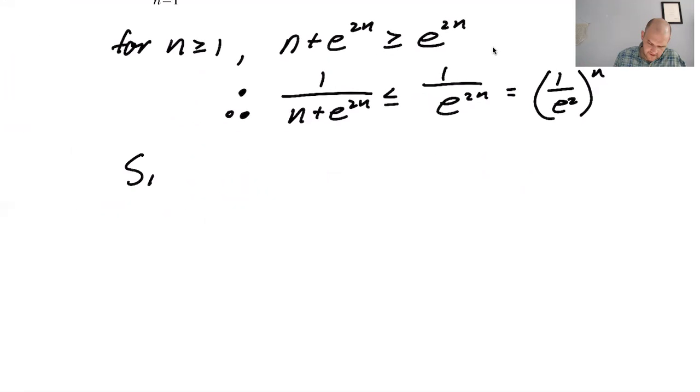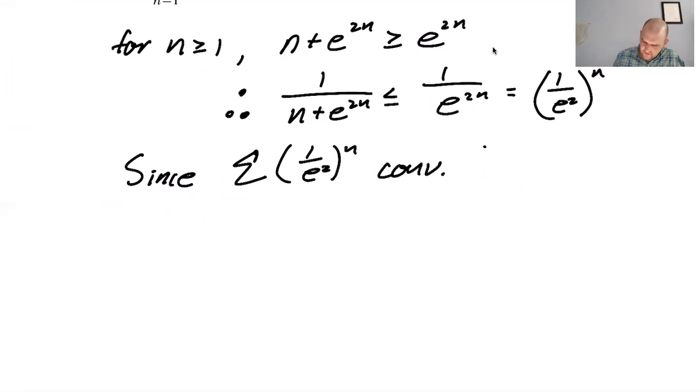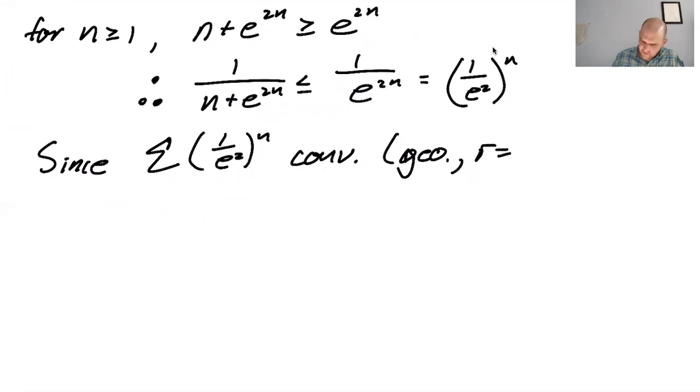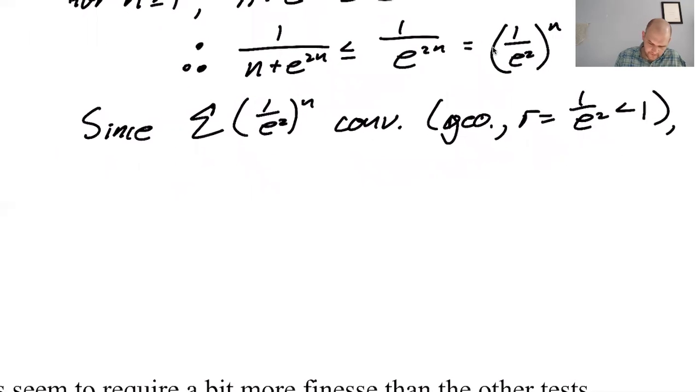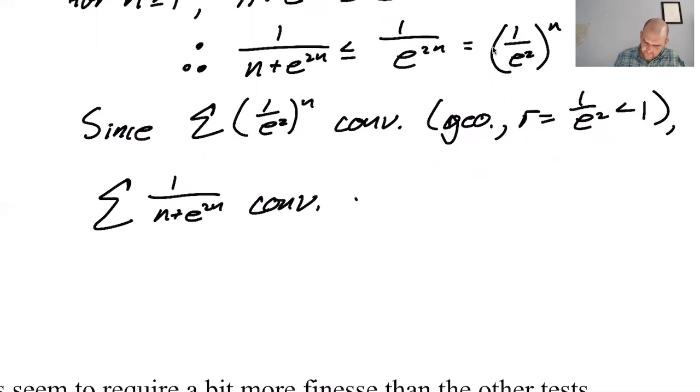So let's say since the sum of 1 over e squared to the n converges with its geometric r is 1 over e squared, which is definitely less than 1. So since that's true, we know that 1 over n plus e to the 2n converges by, what the, that's not a b at all, by direct comparison. And we got it.